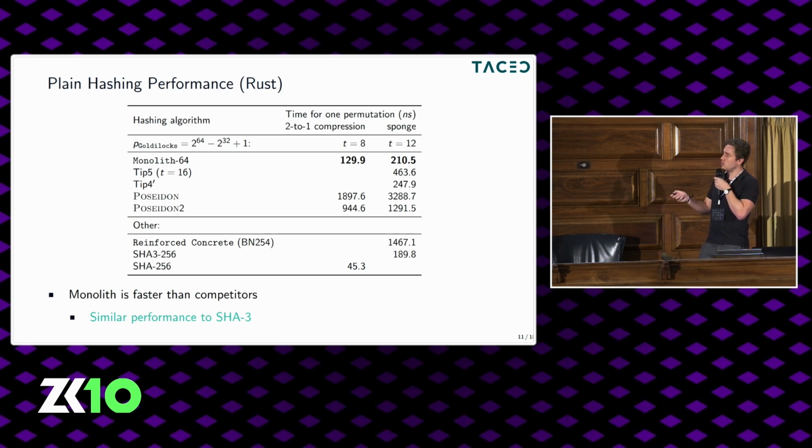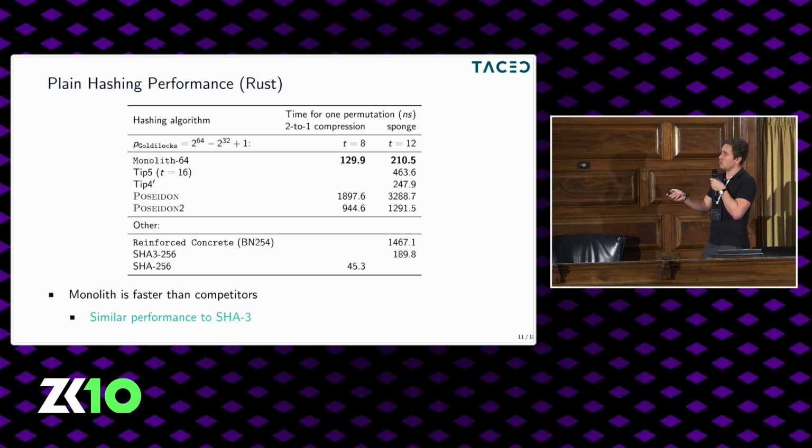In the sponge mode, we get a runtime of 210 nanoseconds. When we compare this to, for example, SHA-3, you can see that the compression mode is actually faster compared to SHA-3, and when we have the sponge mode, then we are slightly slower compared to SHA-3.